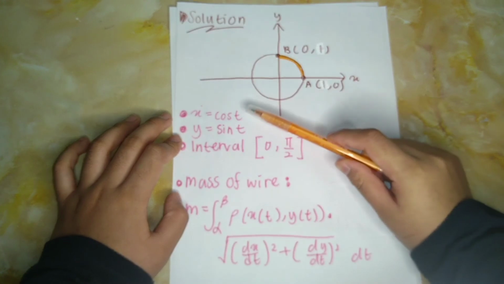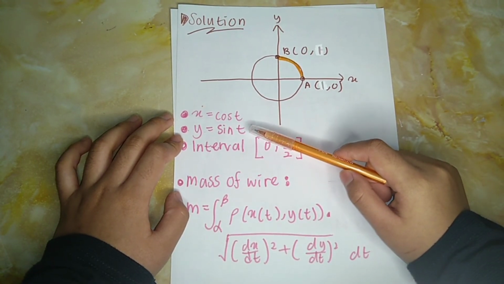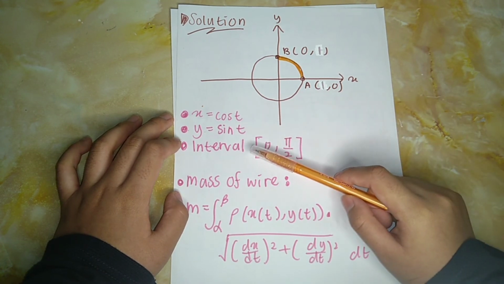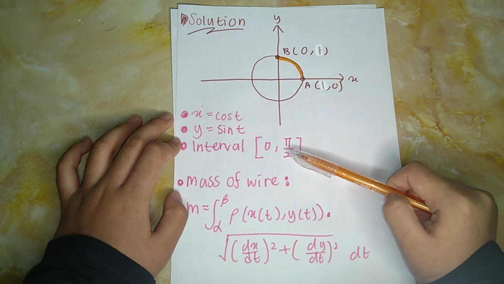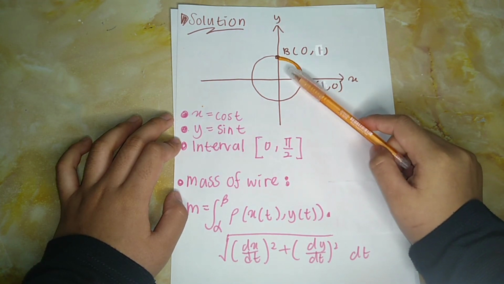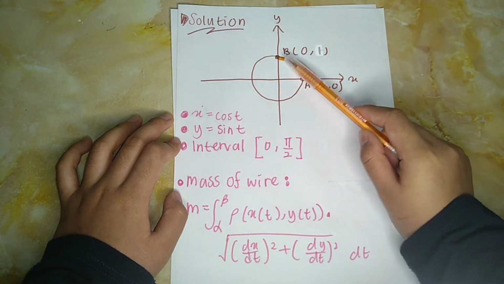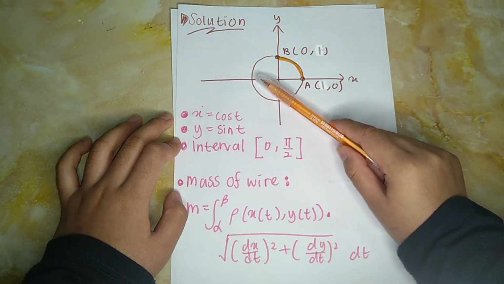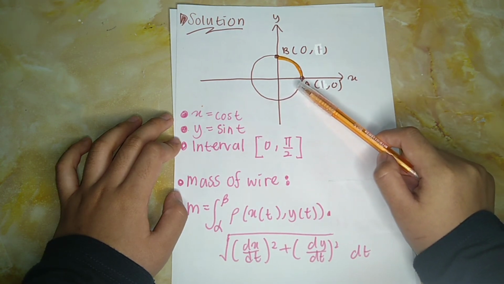So we know that x equals cos t and y equals sin t, and the interval, or we call it the limit, is 0 to pi over 2. Why do we call it 0 to pi over 2? Because this is the first quadrant. So the first quadrant here is 0 until pi over 2, and this is pi, this is 3 over 2 pi, and coming back here is 2 pi.